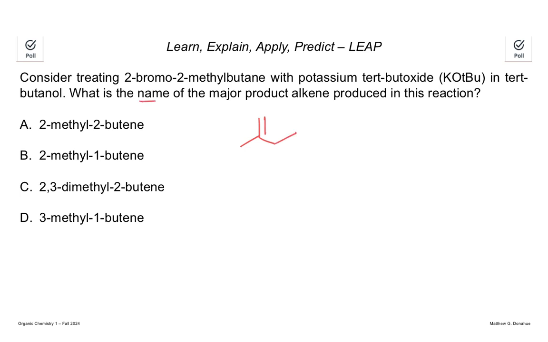So what is the name of the major product? The alkene takes priority, so we start 1, 2, 3, 4. So it's going to be a 1-butene, and at the 2 position we have the methyl. So this would be B, 2-methyl-1-butene.